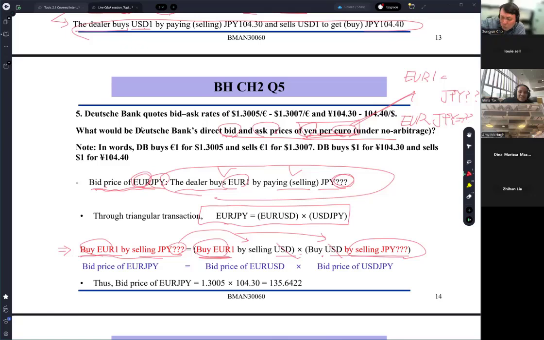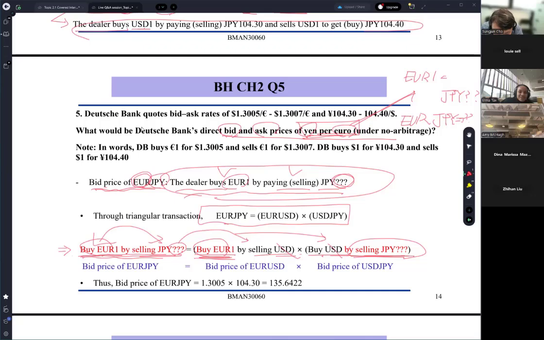So this is something like the market rate versus the implied rate, right? The implied rate, the implied bid price of EUR/JPY. What we are trying to do is buy 1 euro by selling yen. We can do that by using dollar in the middle. So we're going to buy 1 euro by selling yen, but in order to do that, we're going to use dollar in the middle. So buy 1 euro by selling dollar, and right away you buy that dollar by selling yen, right? So we are decomposing this one transaction using two transactions, triangular transactions.